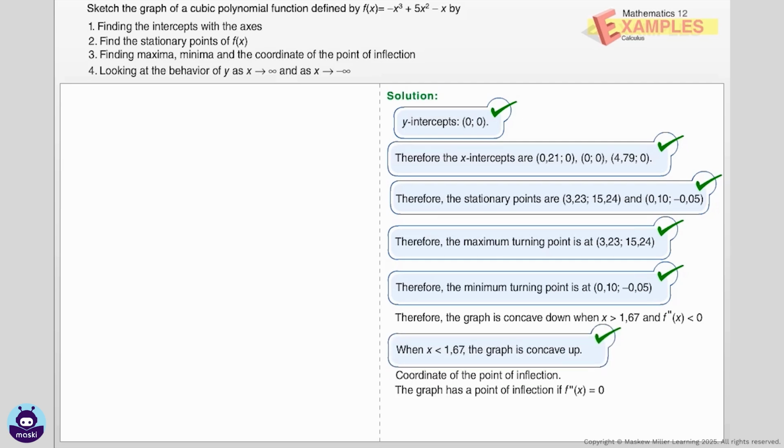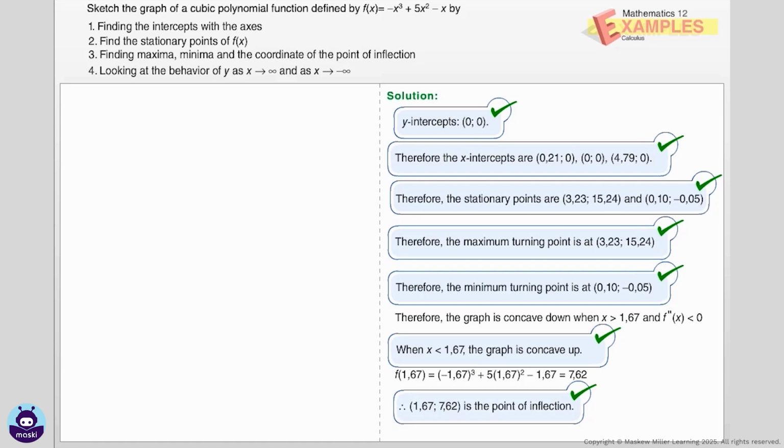The graph has a point of inflection if f double prime of x equals 0. f of 1,67 equals 7,62. Therefore, (1,67, 7,62) is the point of inflection. We now have all the points that we need to sketch the graph.